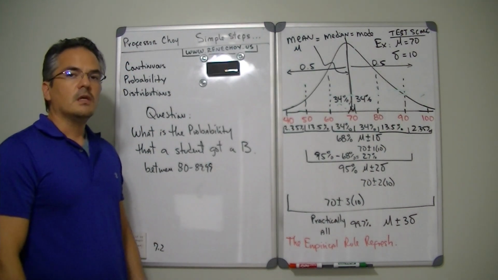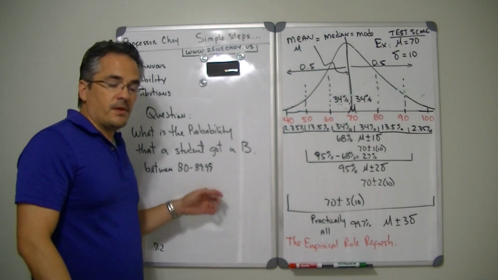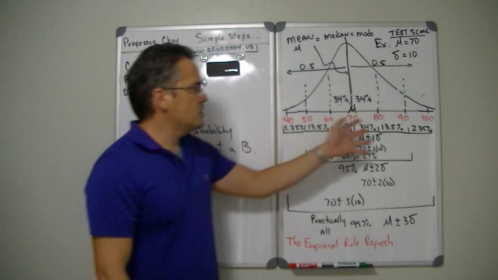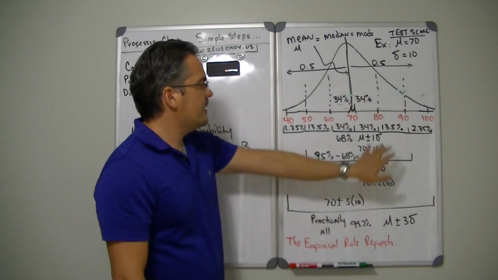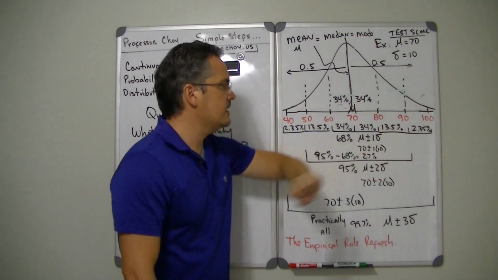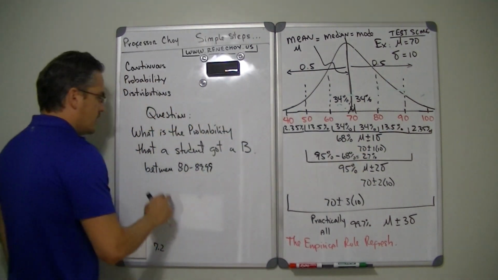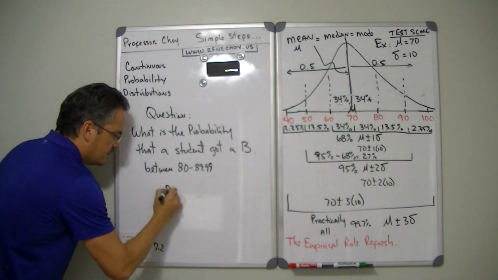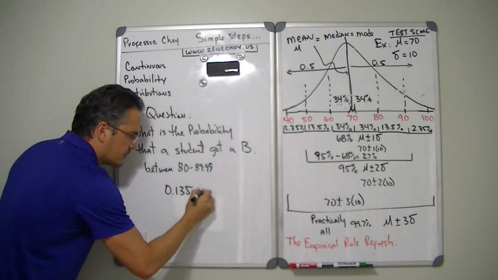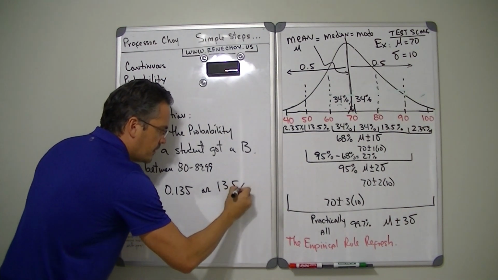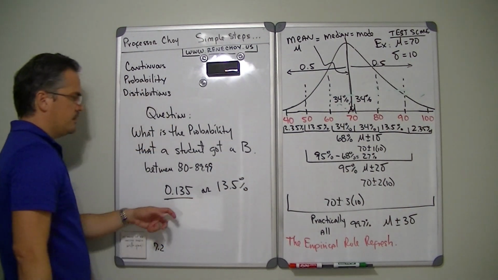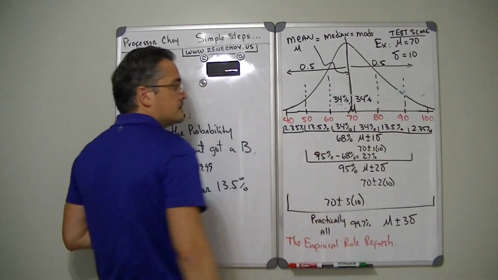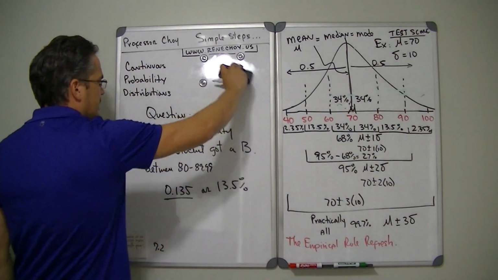Okay, now, you might be able to calculate the specific number here, but we want to come up with something fast. So, we know, because of the empirical rule, that this area here is exactly 13.5. Therefore, the probability that somebody got a B is 0.135 or 13.5%, because it's between 80 and 90, which is right here. Okay? Let's do another one.